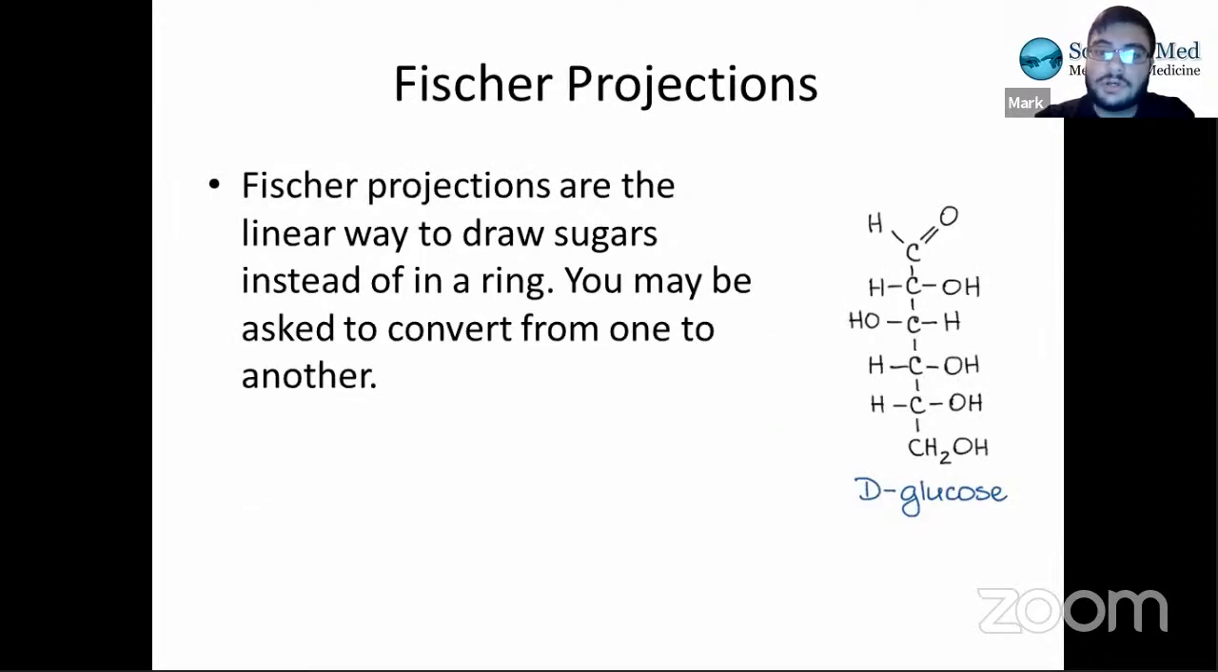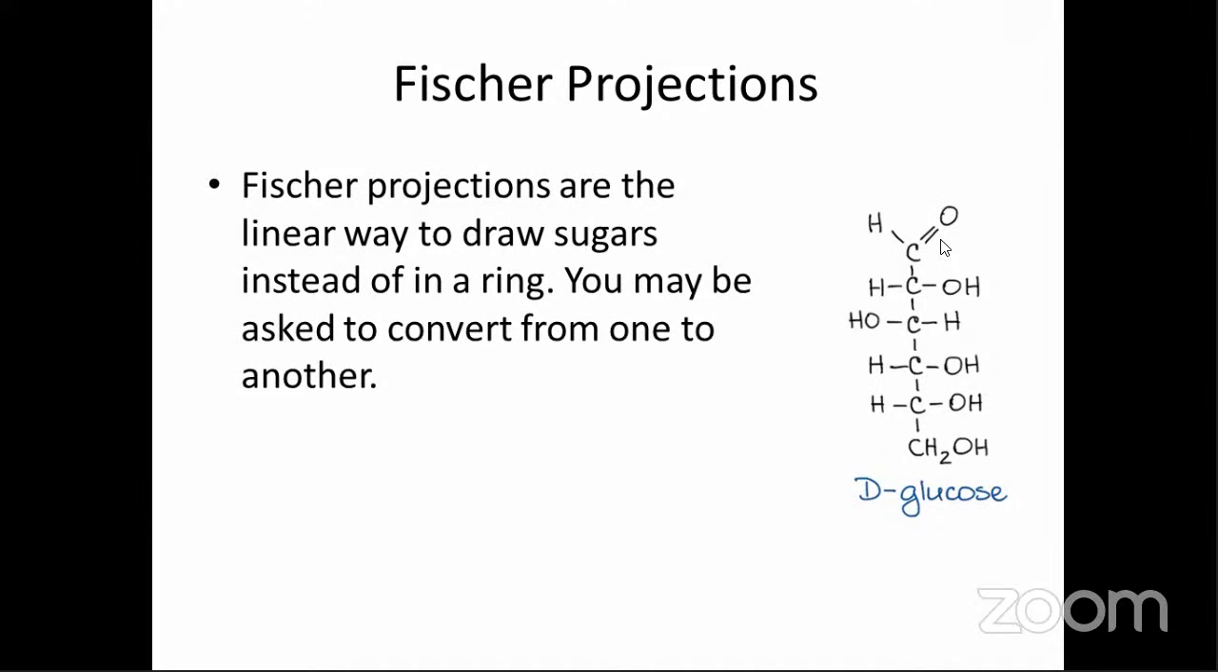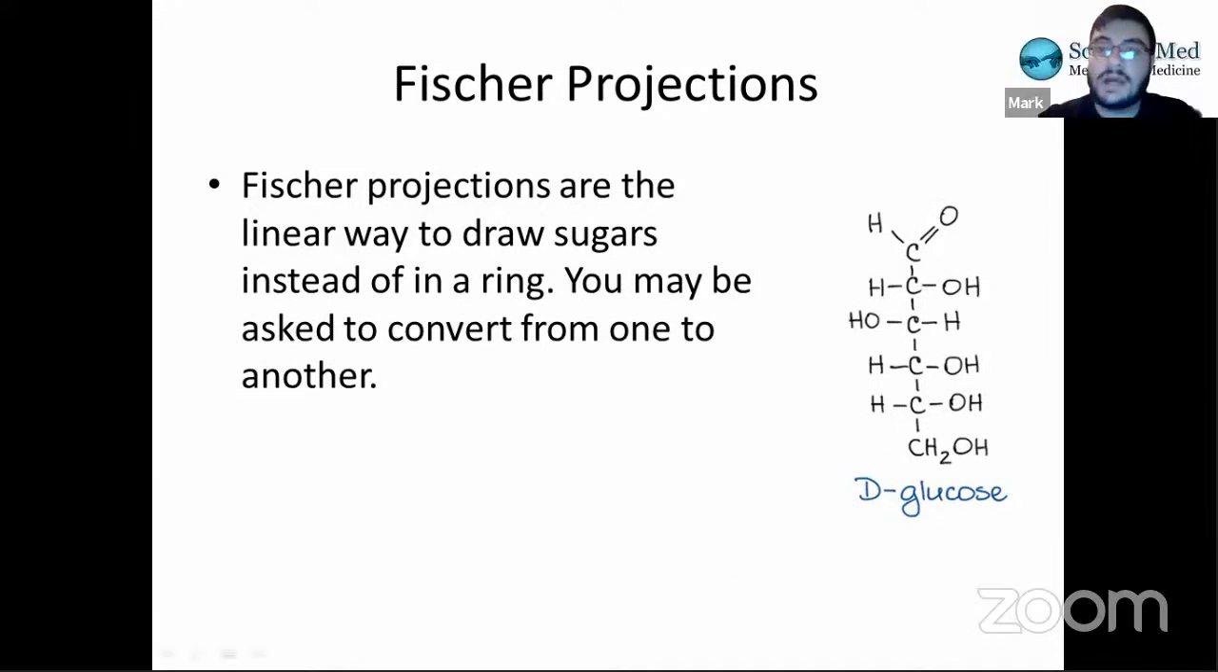So next, we want to talk about Fischer projections. Fischer projections are the linear way to draw sugars instead of in a ring. You may be asked to convert from one form to another, and they're drawn like this, where it's the C this way, and then it has this double bond O, this OH. It can be converted into a ring, right, by using this O, forming a ring structure. And you actually may be asked to convert from one way or another.